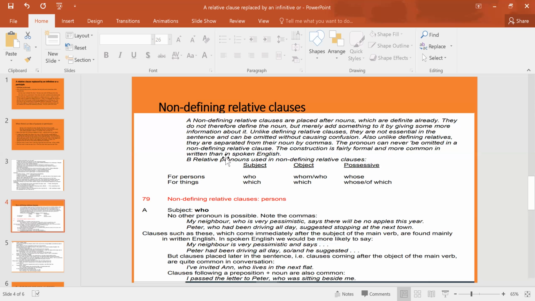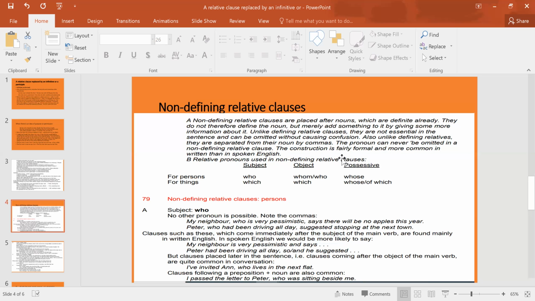Also, unlike defining relative clauses, they are separated from their noun by commas. There is another difference between defining and non-defining relative clauses: non-defining clauses can be separated from the nouns by inserting commas, whereas defining relative clauses cannot be separated from their nouns by commas. The pronoun can never be omitted in a non-defining relative clause. Whereas in defining relative clauses, we can omit a pronoun, in these clauses you cannot omit pronouns.